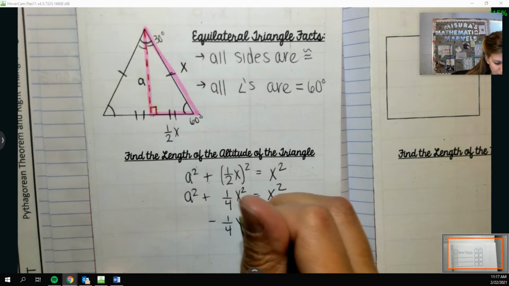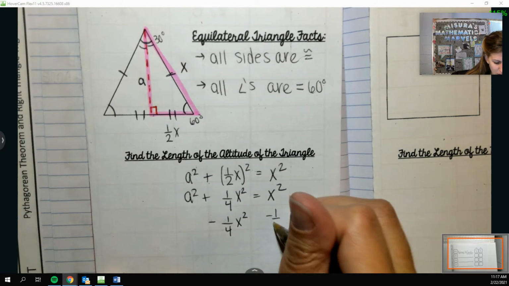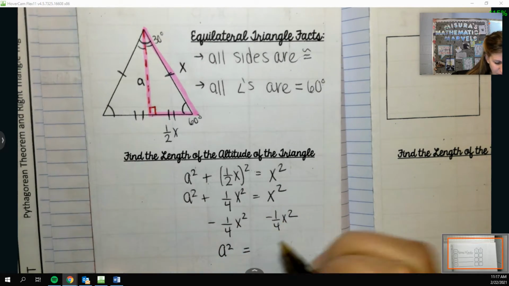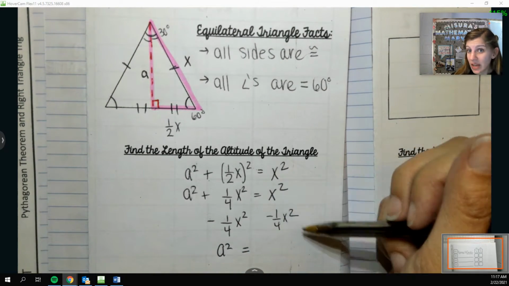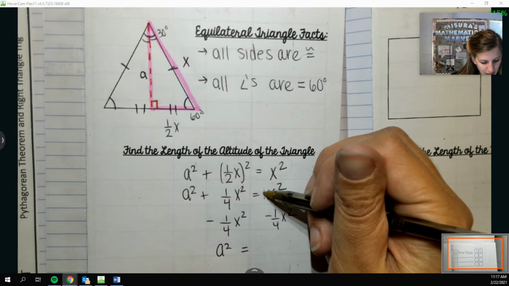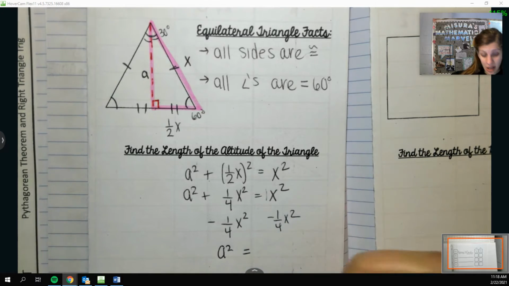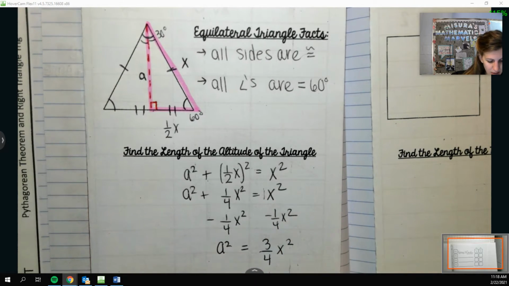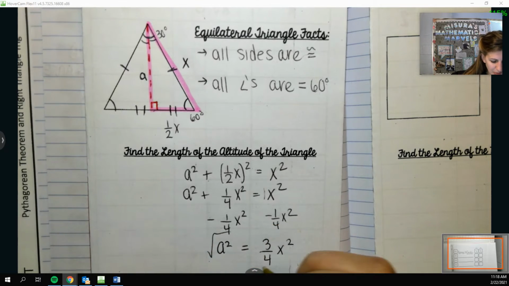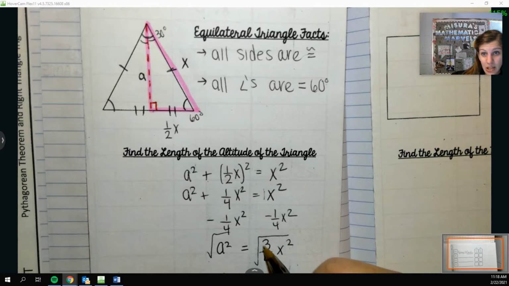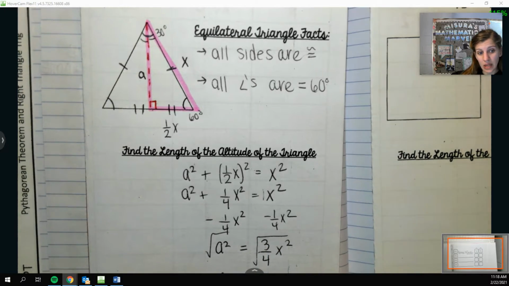So subtract that 1/4 x squared on both sides. And so I have a squared by itself. And these are like terms because they're both x squareds. And there's one of them here, minus a fourth, for 3/4 x squared. And then I square root both sides to get a completely alone. And then I just need to square root each thing individually.